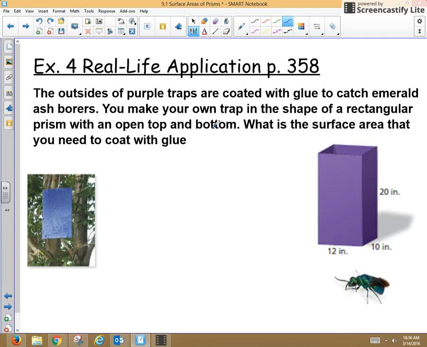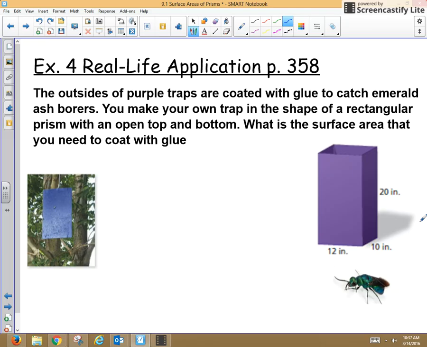The last one is our real-life application. The outside of these purple traps are coated with glue to catch these emerald ash borers. You make a trap in the shape of a rectangular prism, but the open top and bottom are not enclosed, so these are left open. Find the surface area that you need to coat with the glue.